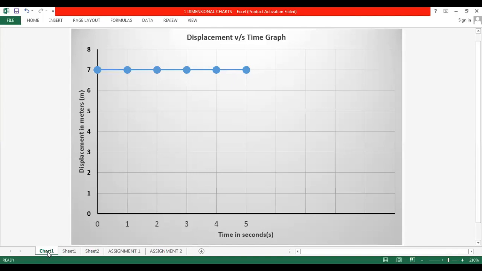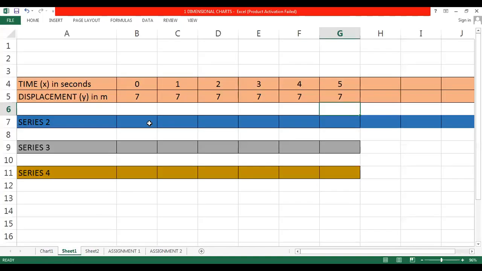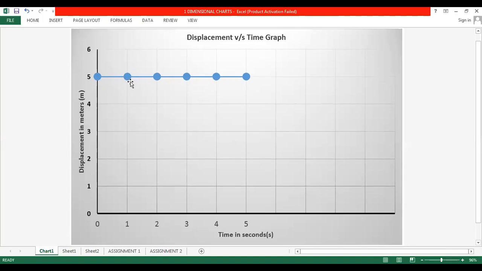So that's why we are getting the chart like this. Wait a minute, let me change the coordinates. This is all 5. Okay, see, this is how we are getting it. So the object is at rest, but it is at a distance of 5 meters. In the beginning of the timer, when we started our recording, when we started our observation, the object is already at a distance of 5 meters from the initial position. Okay, so this is how we get the graph.